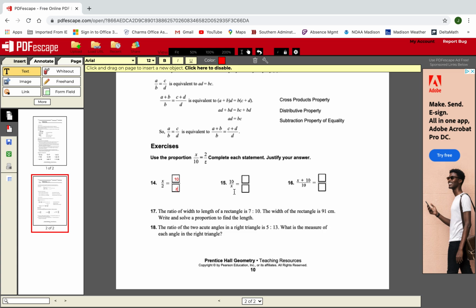So 15, this is just flipping the whole thing upside down. Instead of saying x over 10, they said 10 over x. So instead of saying 2 over z, we'll say z over 2.